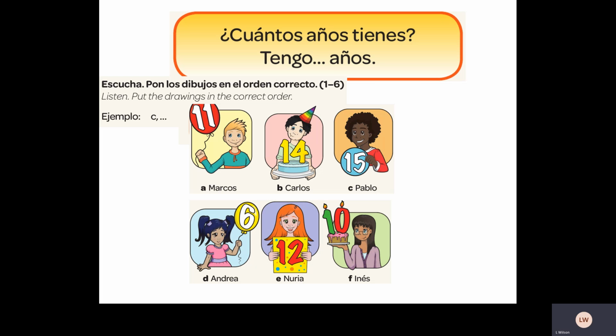Okay, so that's number 1 done for us. They said tengo 15 años, which makes that 15. So that's C. So number 1 is C. We'll hear each one twice.